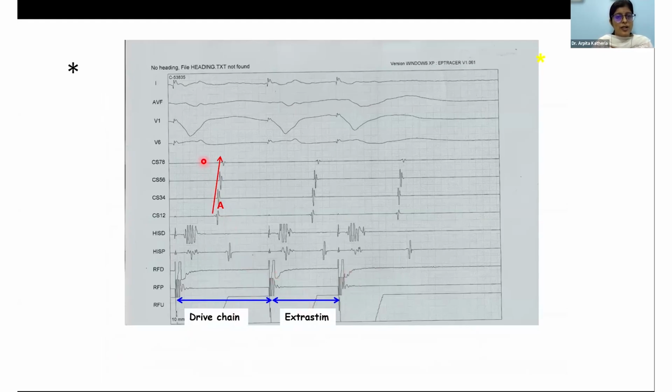Instead of a central conduction, where the CS 9-10, 7-8 towards 1-2 happens, here what is happening is the earliest A wave is in CS 1-2, then 3-4, 5-6, 7-8, and so on. And his bundle A is late. Similarly, in other beats also, this is suggestive of an eccentric VA conduction, which is seen in left-sided accessory pathway.